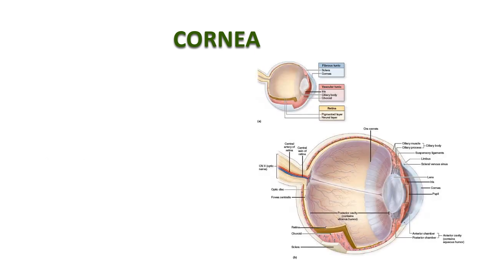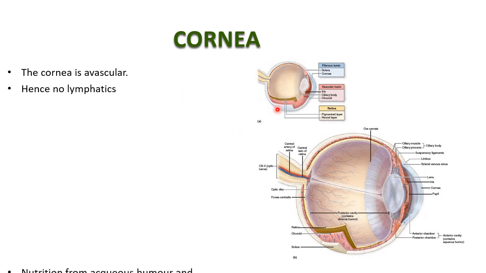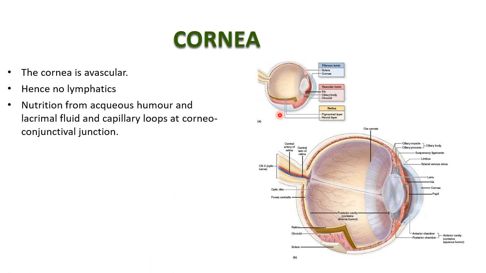Okay, the cornea is actually avascular. So because it is avascular, there are also no lymphatics in the cornea. Okay, but it has a very rich nerve supply, sensory nerves, which are actually branches from the ophthalmic division of the trigeminal nerve.